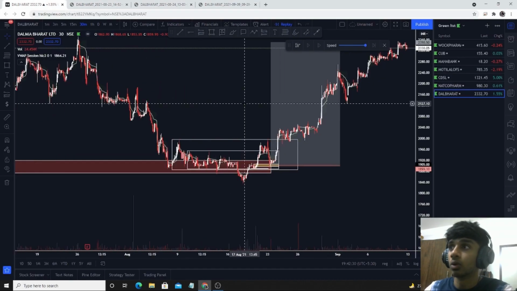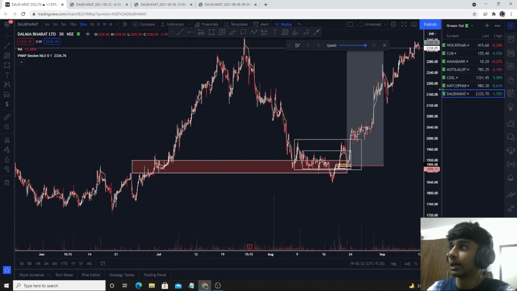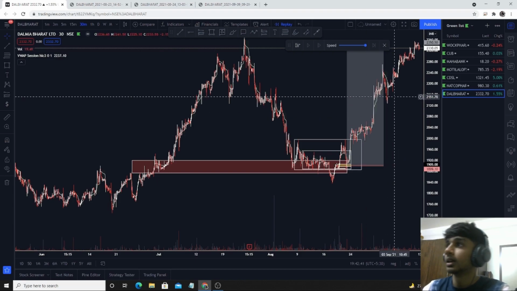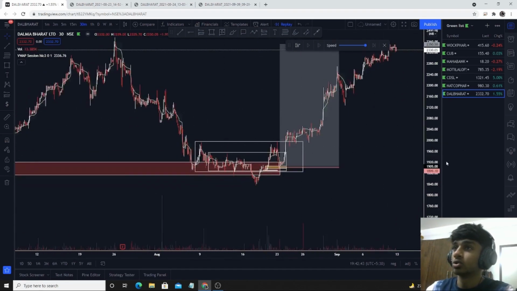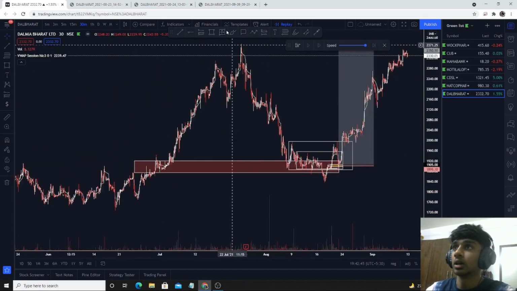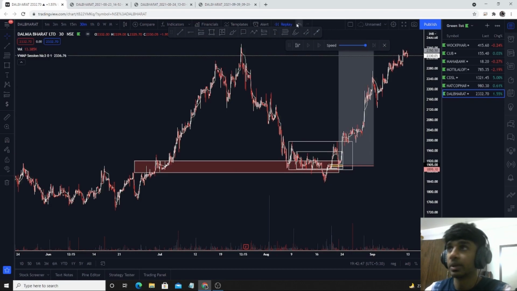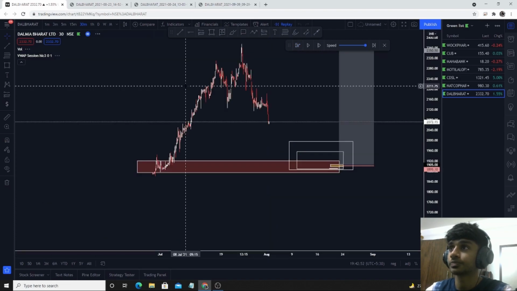It was a beautiful 1:73 trade, and 1:73 in the sense you risk one part of your capital to get 73 parts of the same thing. And so as you see, this is the trade, and let me just put it in replay mode to make it much easier to make you all understand.